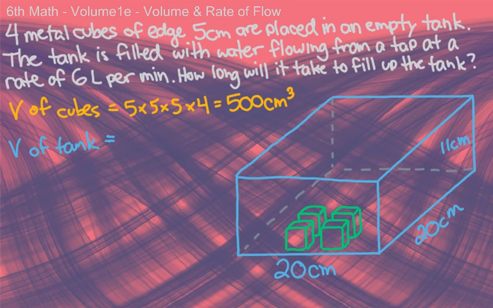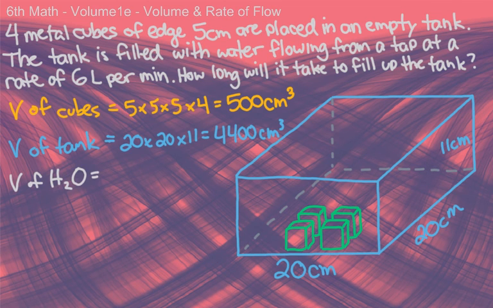So let's just do the volume of the tank first, which is 20 times 20 times 11. You could use a calculator for that. That's basically 400 times 11, which is 4,400. And notice at this point I'm diverging a little bit from your book. Now I want to communicate the total amount of water that would need to be filled. So basically we're taking that 4,400 minus the 500, which is 3,900 centimeters cubed. All right, and that's the key number right there, that 3,900.